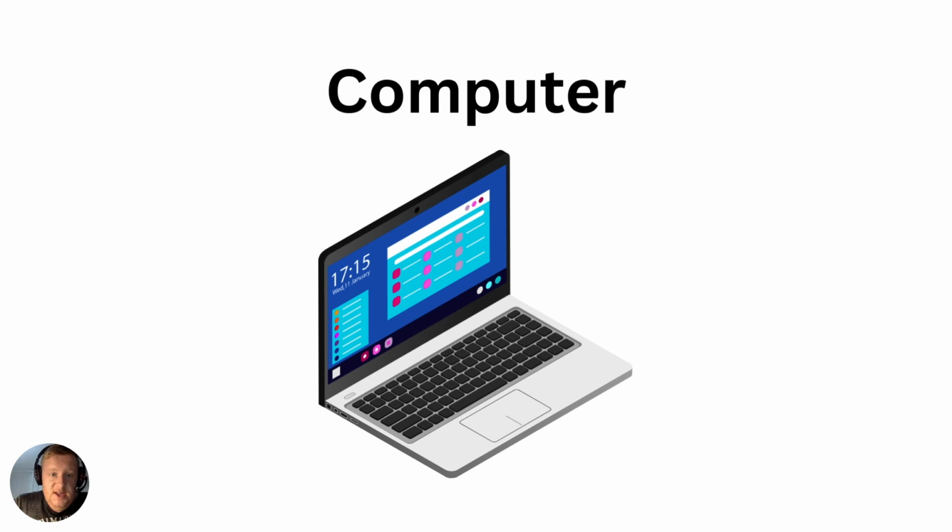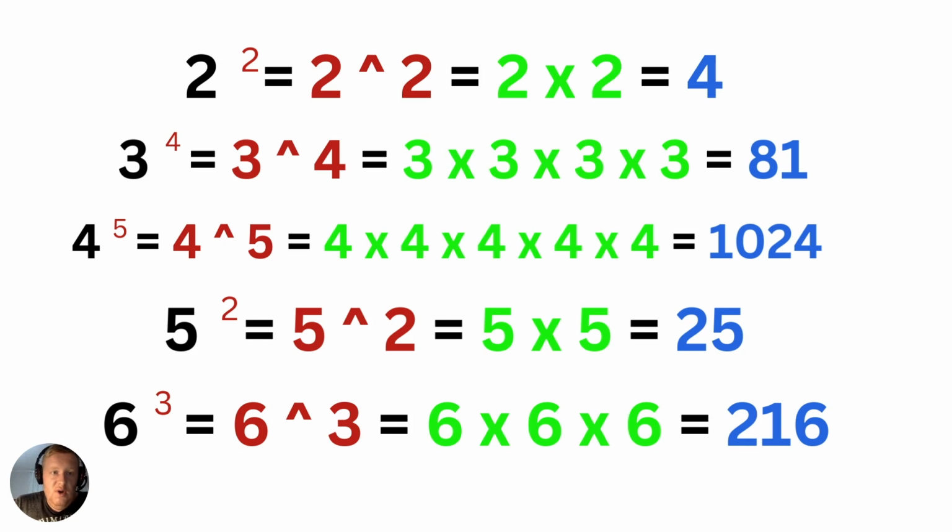But if you want to write it on a computer, you use a caret symbol, like this. 2 over the power of 2 equals 2 caret 2 equals 2 times 2 equals 4. Or 3 over the power of 4 equals 3 caret 4 would equal 3 times 3 times 3 times 3 equals 81, and so on.